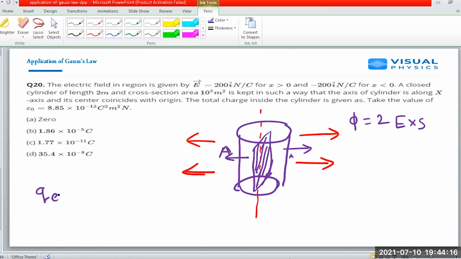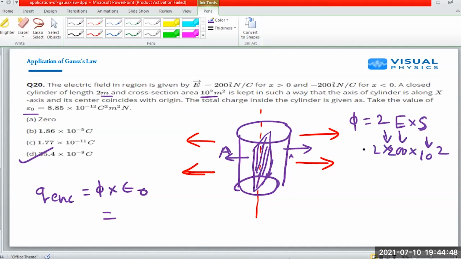So Q enclosed will be phi into epsilon naught. On putting the values, everything is given in the question. Area given, length given. This length is just given for confusion, nothing else. Sometimes redundant data is given. So my option will be 35.4 into 10 to the power minus 8. My surface area is already given, 10x square. Electric field is also 200 into 2, and epsilon naught 8.85. 2 into 2, 4, 4 into 8, 32. So which number is nearer?